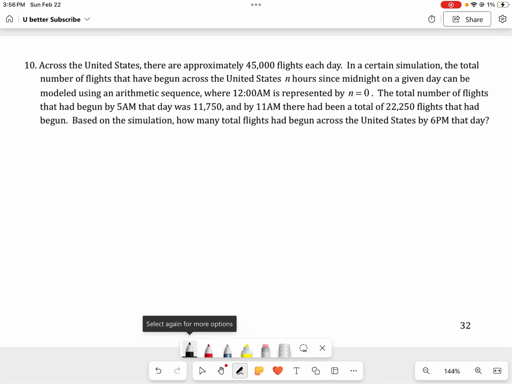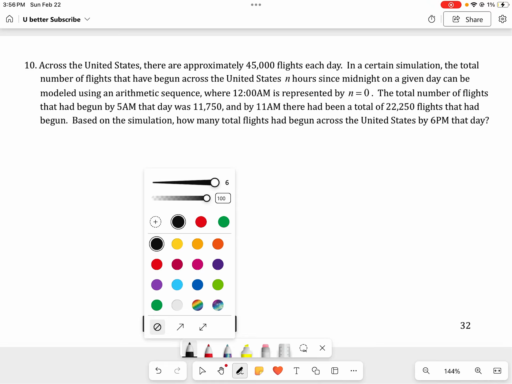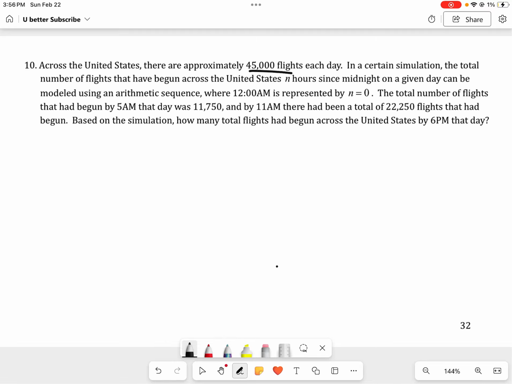So let me just fix something right here in my key to make sure I actually do it right, and I'm not giving false information. Let me see here. Okay. And okay, here we go. So what it's saying is that there's 45,000 each day, simulation n hours since midnight.